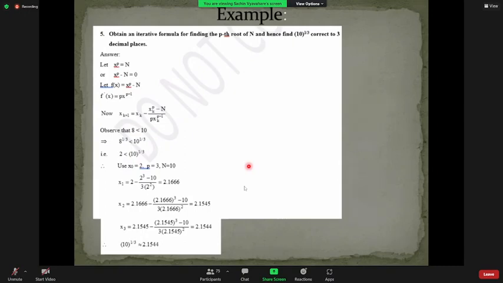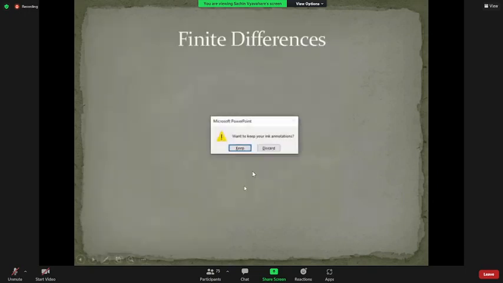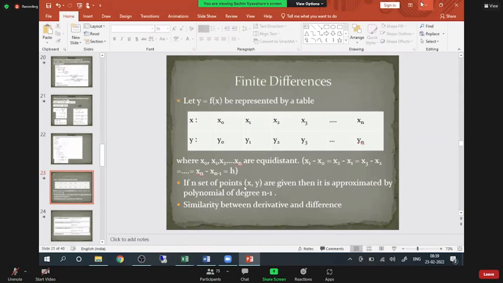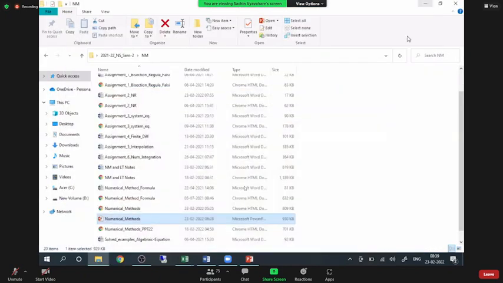Any doubt, anyone? Okay then, that's for today. I will stop it here. In the next session, we are going to start the second article from the first unit, known as finite differences. So we'll start finite differences in the next class.